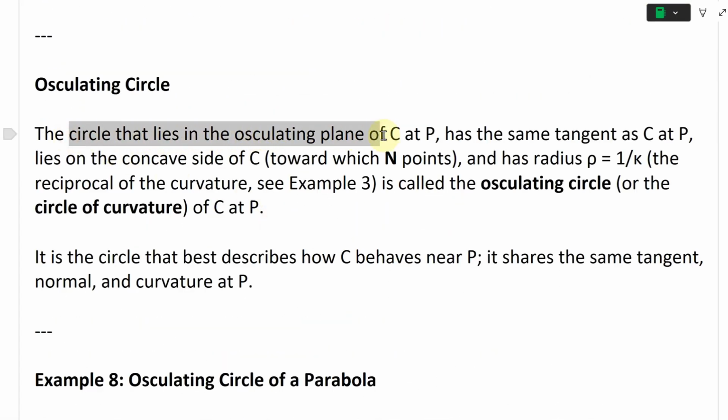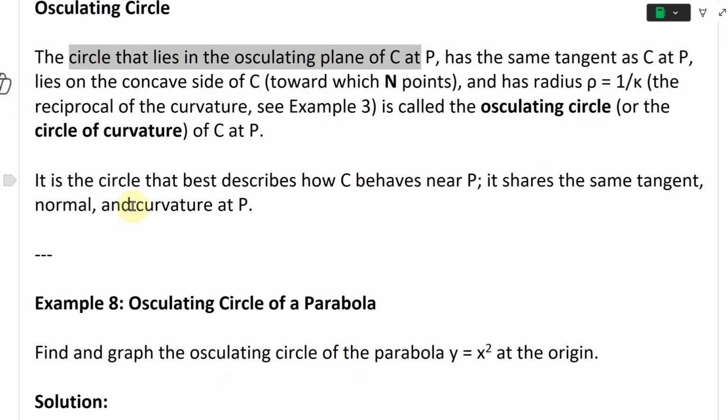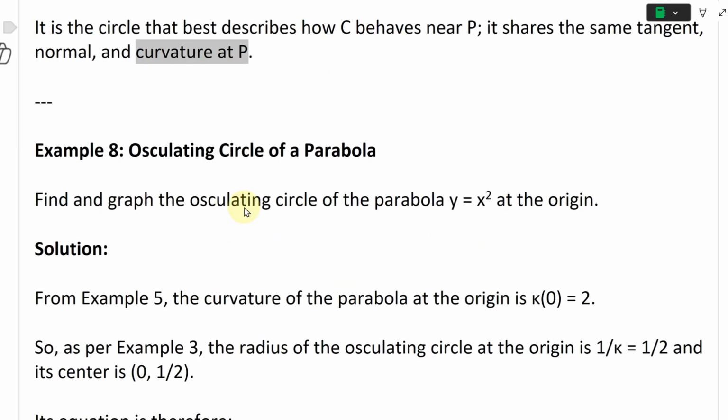So the circle that lies in the osculating plane of C at P has the same tangent as C at P, lies on the concave side towards N, has radius rho equals 1 divided by the curvature, and is called the osculating circle, or the circle of curvature of C at P. It is the circle that best describes how C behaves near P. It shares the same tangent, normal, and curvature at P. So it's quite an interesting visual demonstration of curvature.